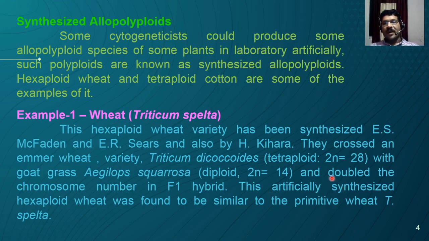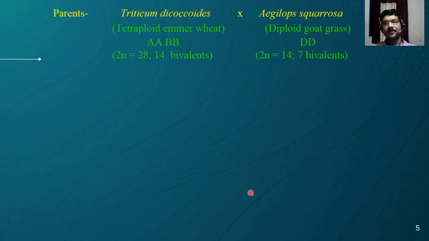So, double the chromosome number in the F1 hybrid. This artificially synthesized hexaploid wheat was found to be similar to the primitive wheat, that is Triticum spelta. So scientists have prepared this cross, and how they crossed we will see here.